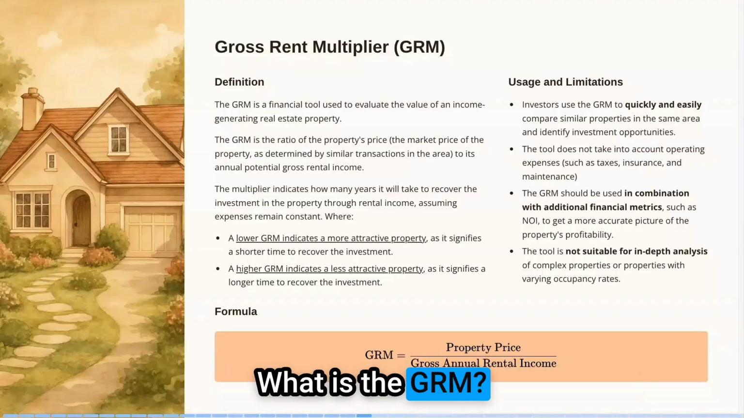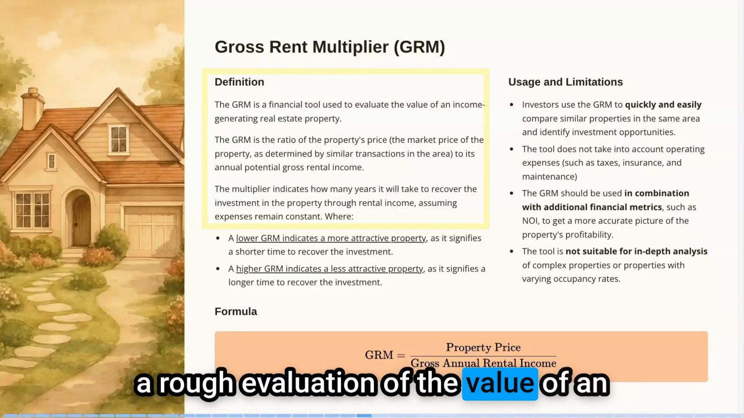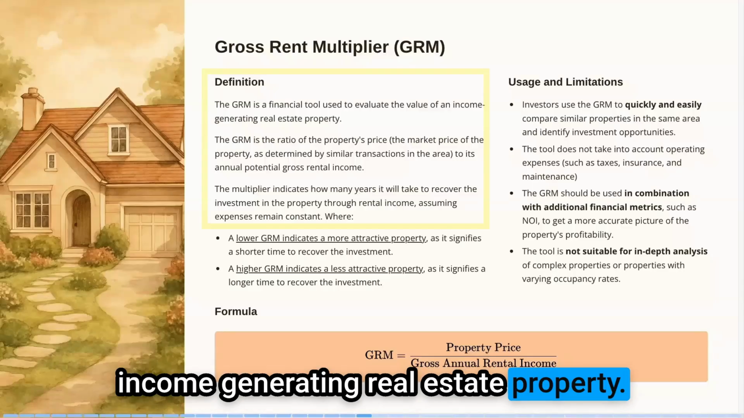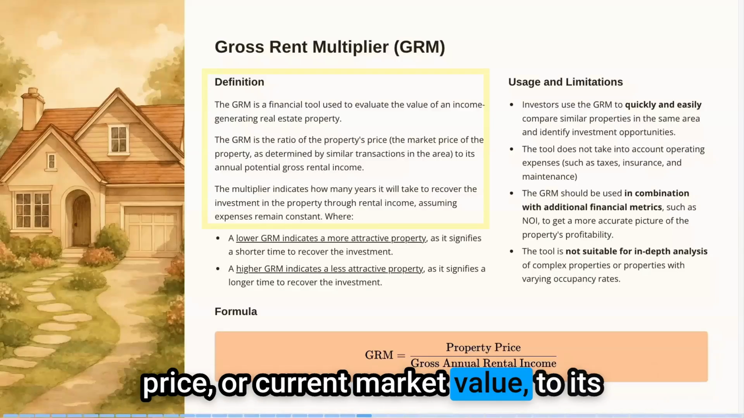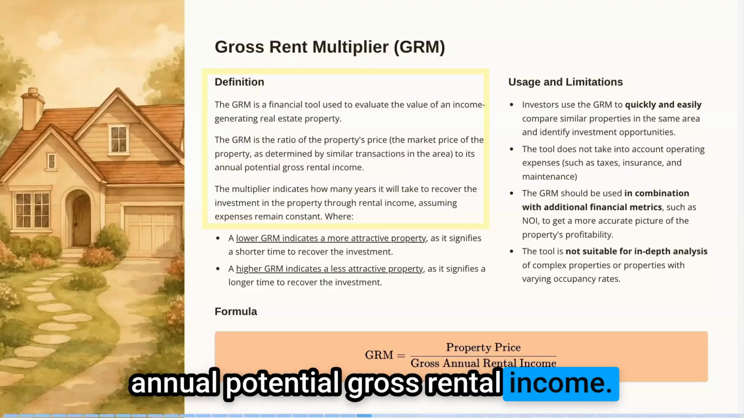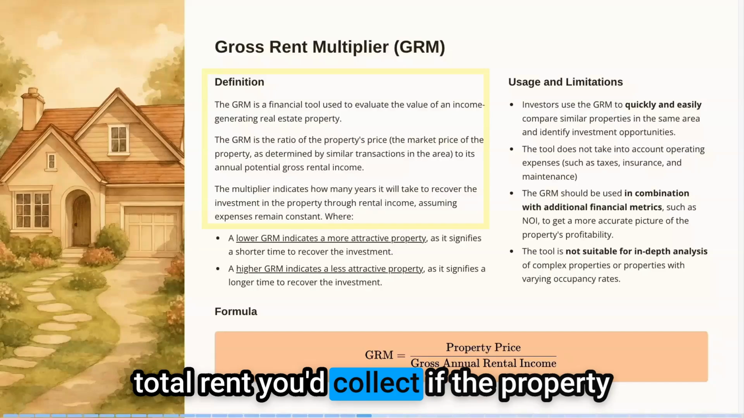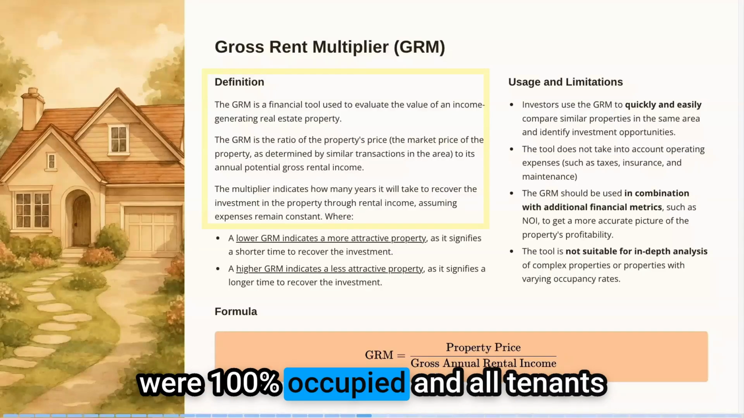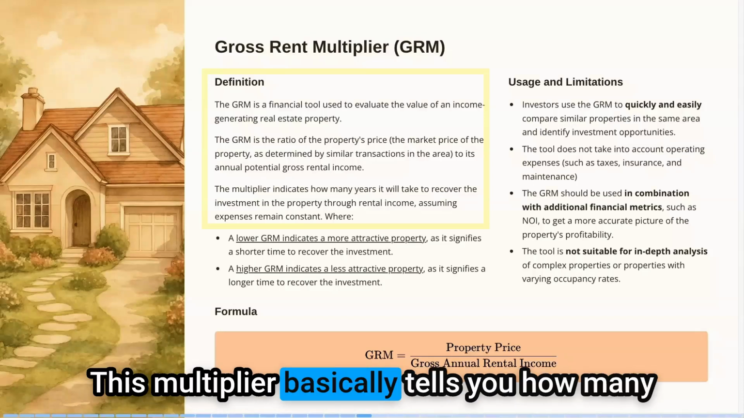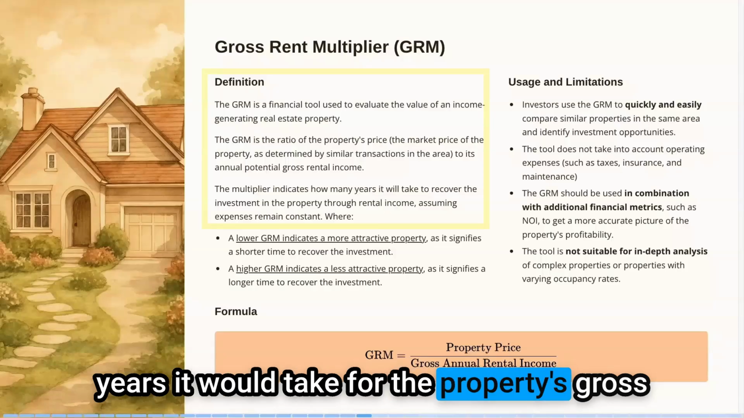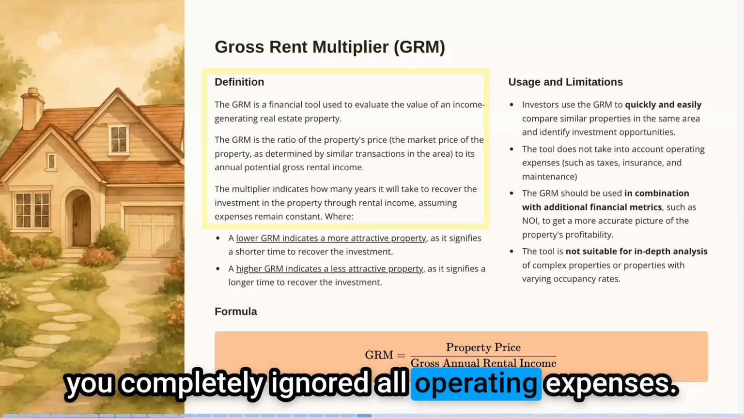What is the GRM? The GRM is a financial tool used to get a rough evaluation of the value of an income generating real estate property. It's calculated as the ratio of the property's price or current market value to its annual potential gross rental income. Remember, potential gross rental income is the total rent you'd collect if the property were 100% occupied and all tenants paid market rent before any expenses. This multiplier basically tells you how many years it would take for the property's gross rental income to pay back the purchase price if you completely ignored all operating expenses.